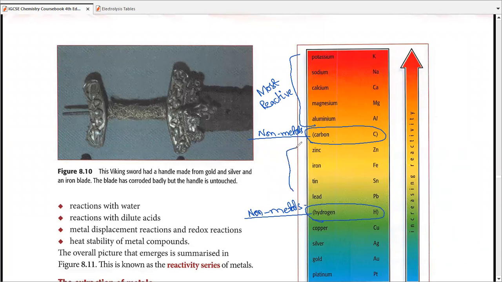So then there is a central portion. These are the elements which we can safely call moderately reactive. And then there are a few elements at the bottom in the blue part of the diagram, and we can safely say these are the least reactive elements.